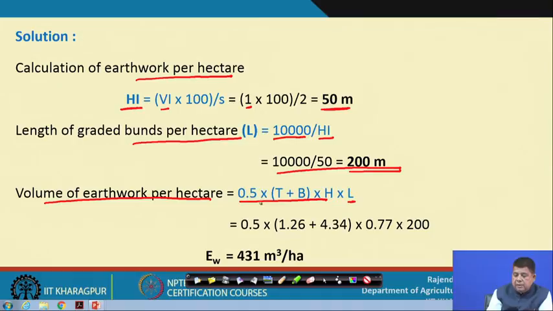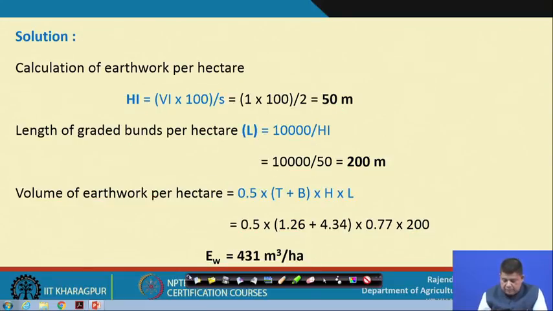So, cross section of the bund times the length per hectare, and cross section is a function of T, B and H, and T, B and H all we have determined. So, it is 0.5 times T plus B times H, all the values we have obtained. L also we have calculated. So, earthwork comes out to be 431 cubic meters per hectare. So, that is pretty straightforward. It was simple because values were all given to us.